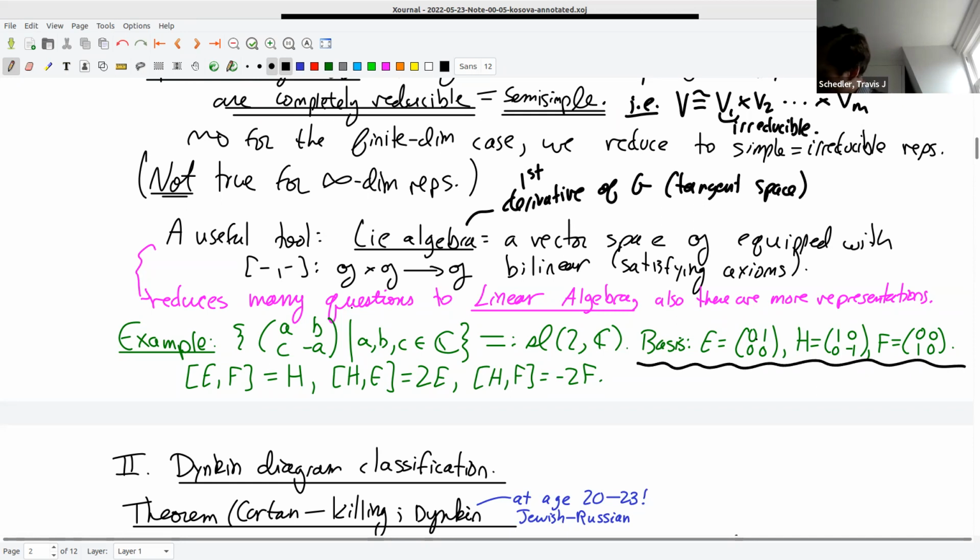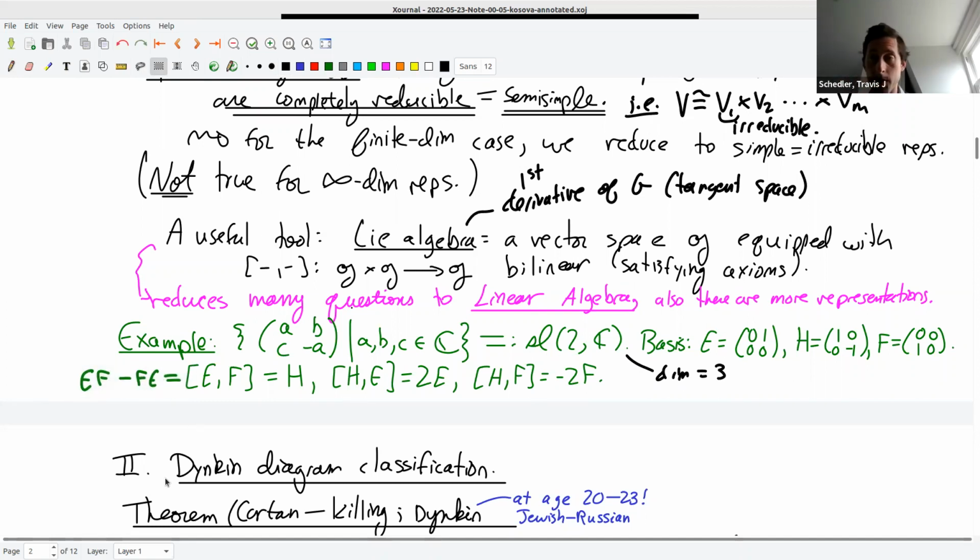It's going to be, we have 3 trace 0 matrices: 0, 1, 0, 0; 1, 0, 0, minus 1; and 0, 0, 1, 0. Those are all of trace 0, and they form a basis. This is a 3-dimensional vector space. And if we take their commutators, by the commutator here, we just mean multiplying in either order and subtracting. So EF minus FE would be equal to this commutator here. Then we get these relations.